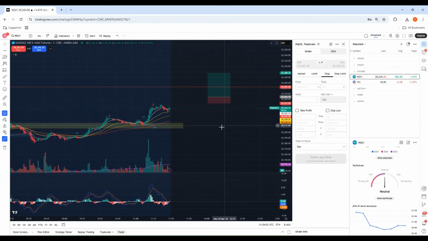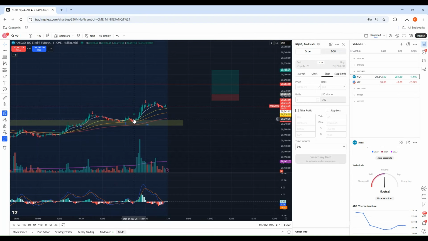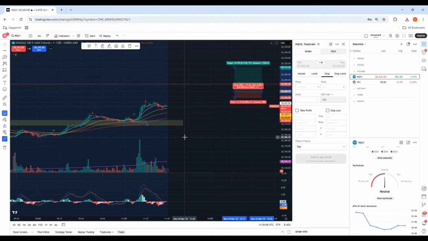So I'll come back to the 1 minute. Okay, so you see here, my first long position was here. So what I did was I went long here and took profit here. So I'll show you the strategy.